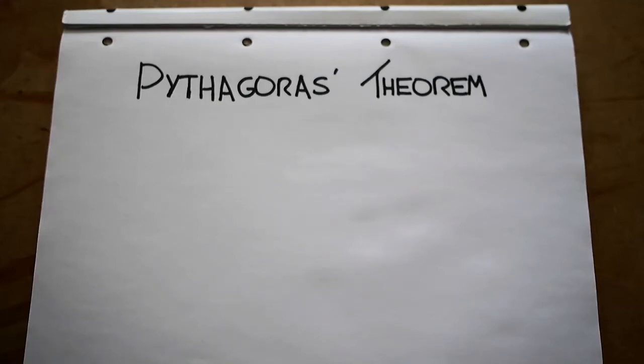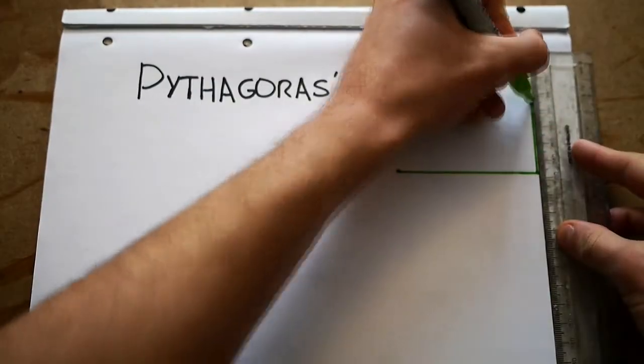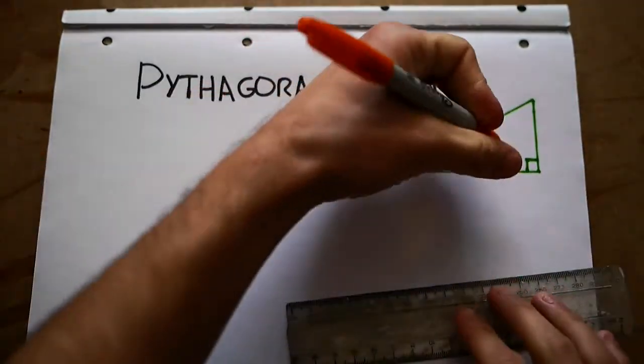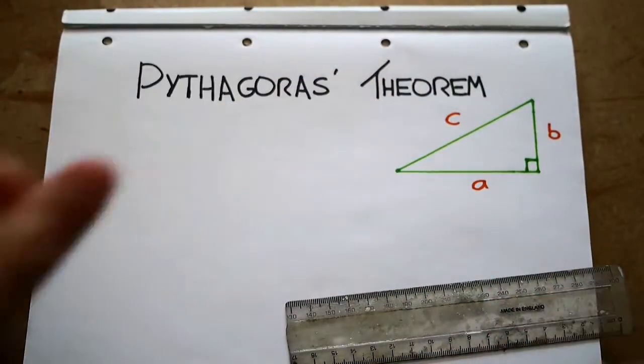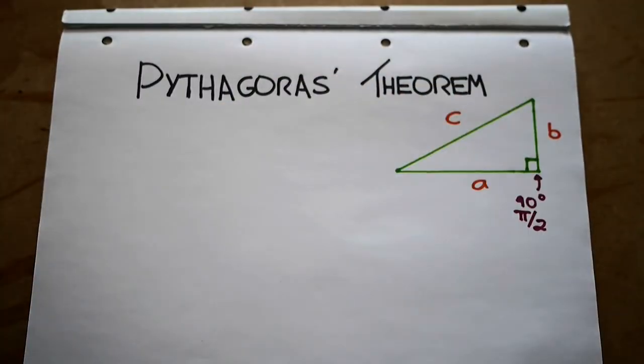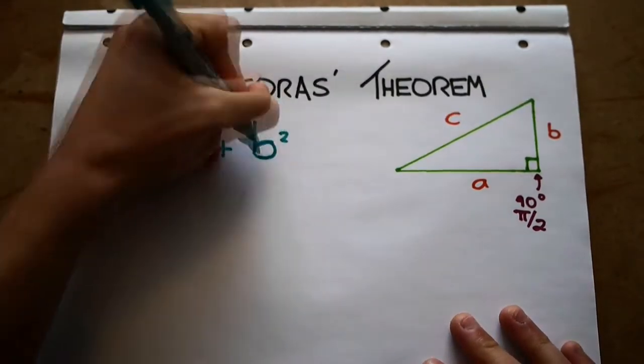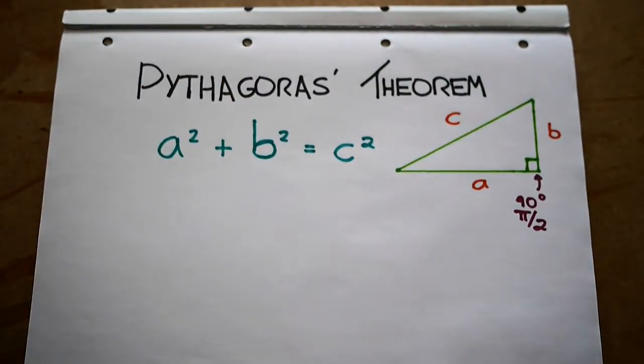The Pythagoras Theorem is a relationship between the lengths of the sides of a right-angled triangle. If we have two sides A and B, and the hypotenuse of the right-angled triangle is C, this can be written as a squared plus b squared equals c squared. It's a fundamental part of many parts of mathematics, and it crops up all over the place.